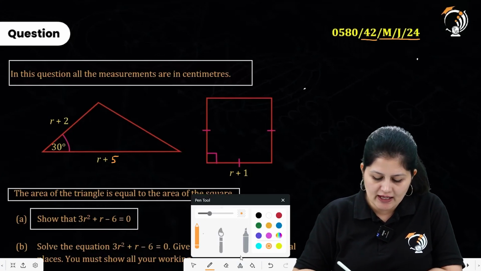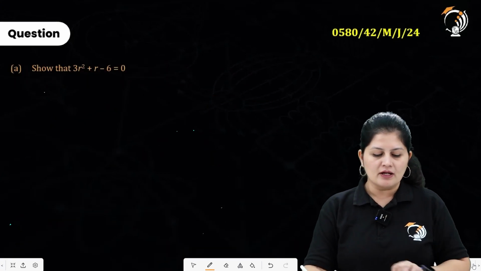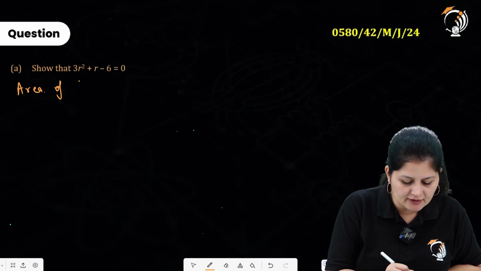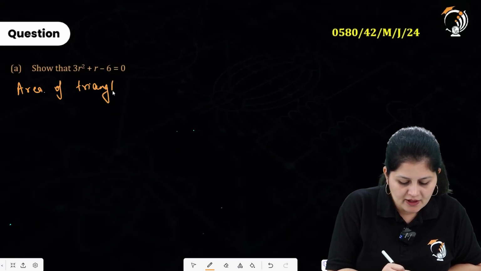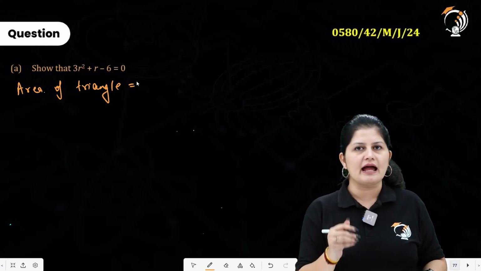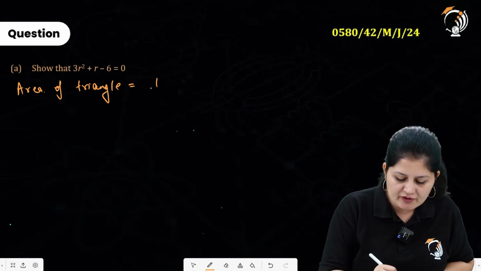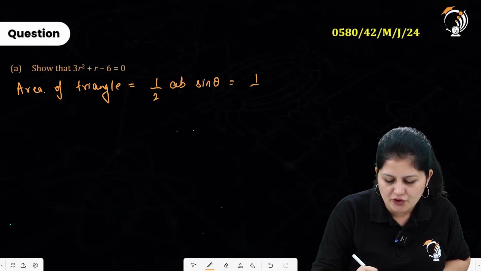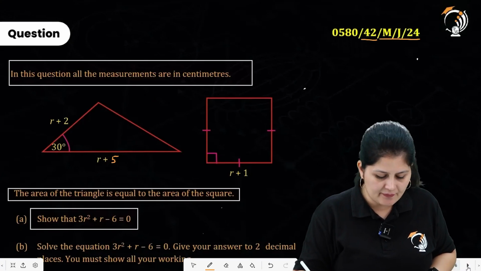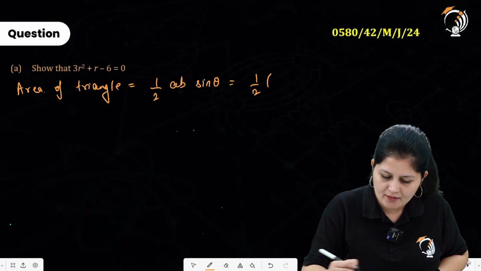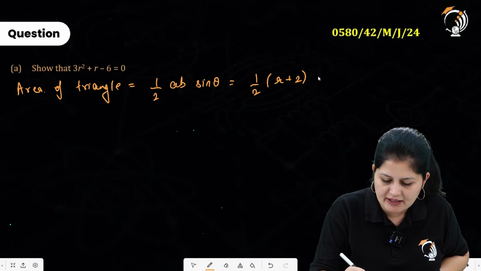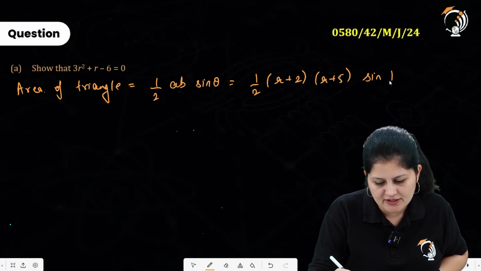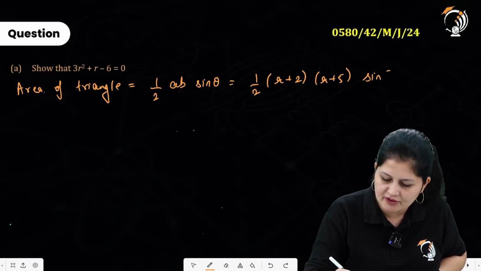So in order to get the answer, firstly if we talk about the area of triangle here, we can find it out as we are being given the angle and the two adjacent sides. So we are going to use half AB sine theta, right? So that is going to be half, and the sides are r plus 2 and r plus 5. So it is r plus 2 multiplied with r plus 5 sine theta, right? So that is equal to sine 30 degrees, which is what we have here.